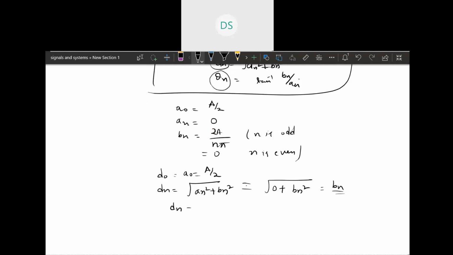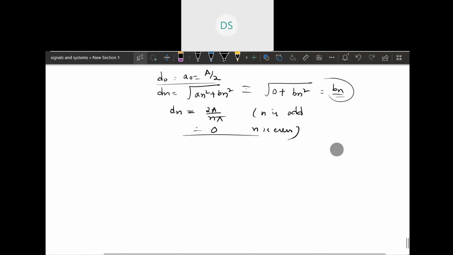So dn we can write as, again, dn is equal to bn, but what is bn? Bn is equal to 2a by n pi when n is an odd number, and it is 0 when n is an even number. So now you have d naught and you have dn, so you can draw the magnitude spectrum with respect to dn, with respect to n omega naught t.